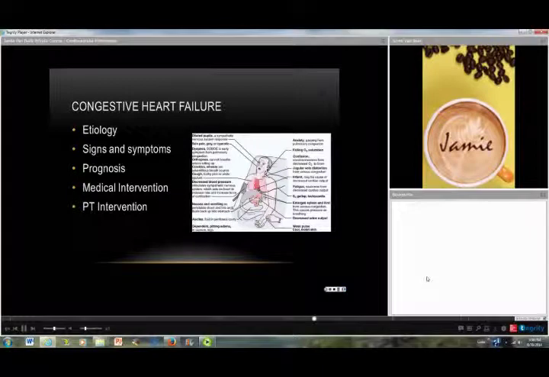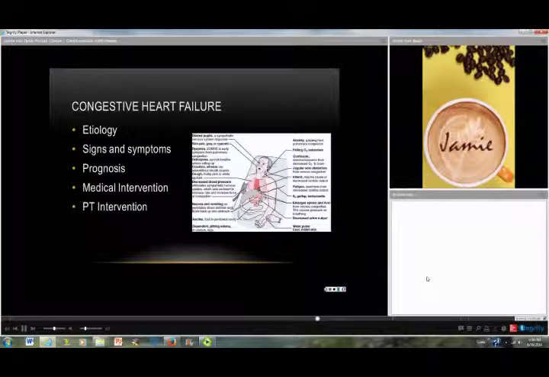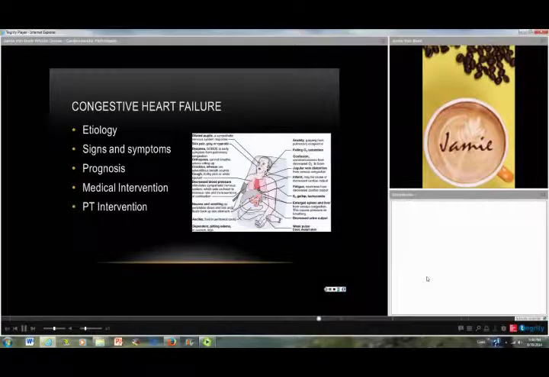Medical intervention: someone who has congestive heart failure is going to work on controlling their diet, exercise, and activity. They're going to use ACE inhibitors, something to control the fluid. They're going to be on a diuretic, so they basically pee out the extra fluid in their body. They're also going to be on some beta blockers, and a vasodilator to help open up the vessels so that they can breathe.